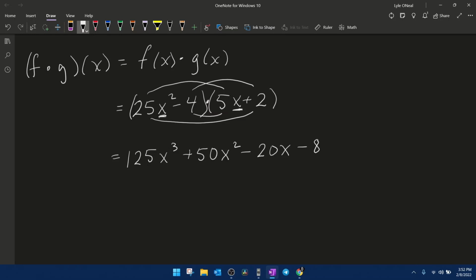I have no like terms. That is also in descending order. And so that is my final answer, simplified completely and written with good math etiquette.